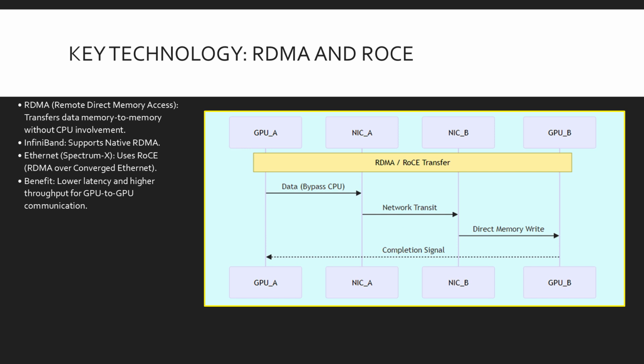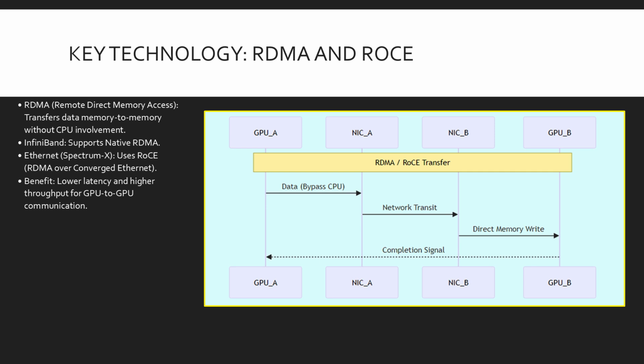Under the hood, both technologies rely on RDMA. RDMA allows data to move directly from the memory of one GPU to another across the network, completely bypassing the CPU. This is critical for AI. InfiniBand does this natively. Ethernet uses a protocol called RoCE to achieve the same result. While traditional Ethernet struggles with RoCE due to packet loss, Spectrum-X uses lossless techniques to make RoCE rock solid, enabling the high-speed GPU-to-GPU communication required for training large models.